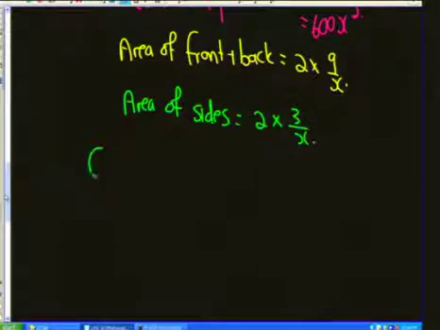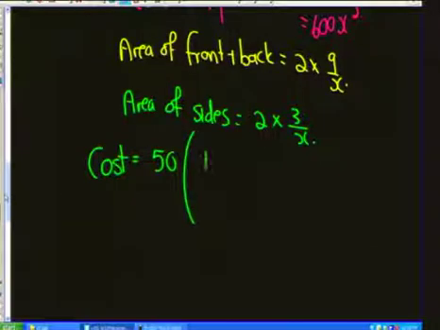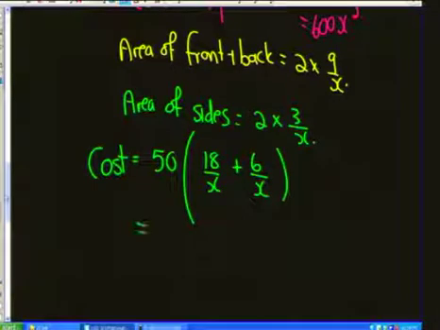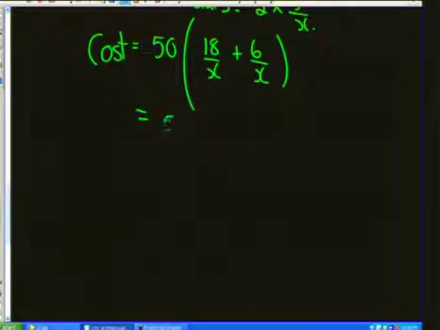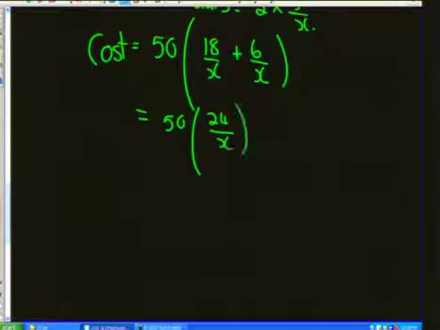So the cost is 50 Rand times these two areas, which are 18 over x plus 6 over x. Right, which is equal to 50 times 24 over x. The denominators are the same, so we can just add the numerators, and that times that is 1200. I can check on the calculator, but I don't think we need to.